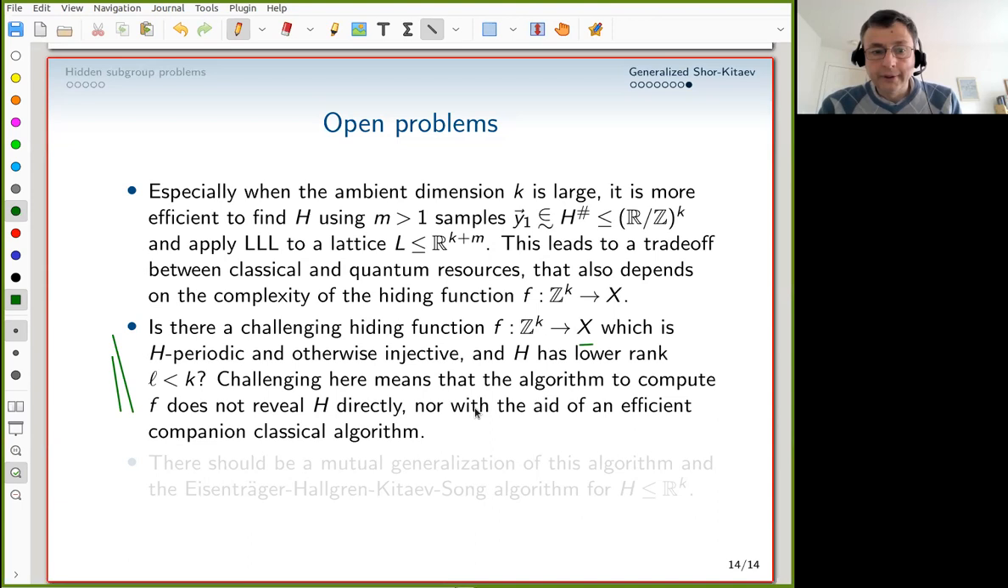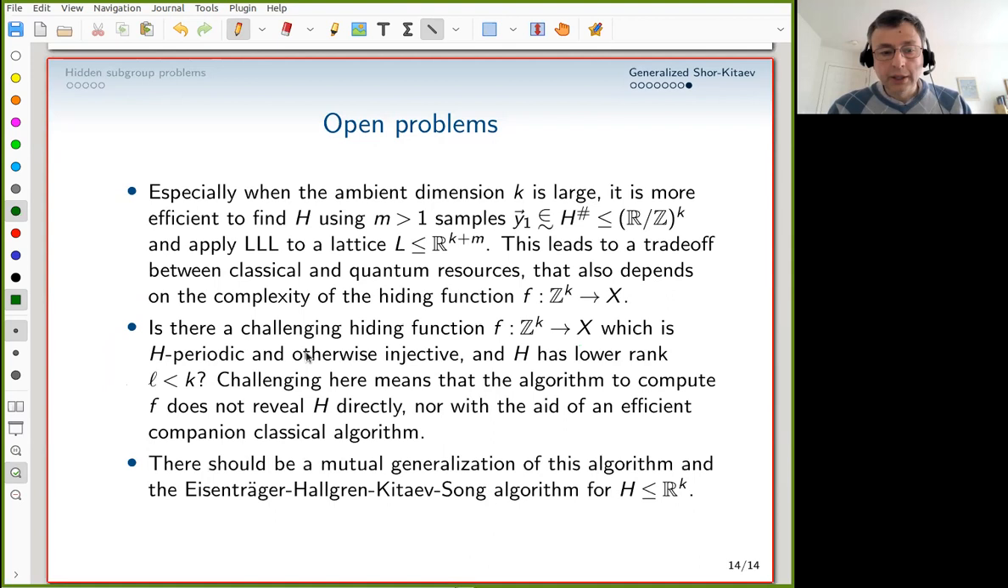And challenging means that you didn't build the hiding function backwards from direct knowledge of its periodicity. Not even indirectly, so that it's not just sitting there in the code for f, but that there's not a fast classical algorithm to compute H, not from the values of f, but from the algorithm to compute f. That's not interesting. So I don't know of a challenging hiding function for this lower rank problem. I said I'm optimistic that there is one.